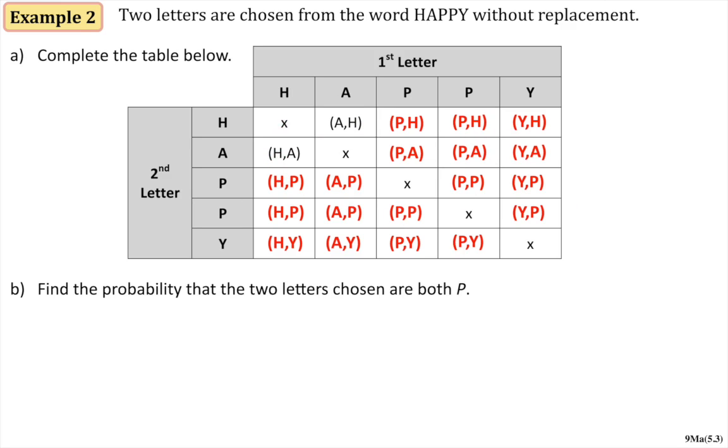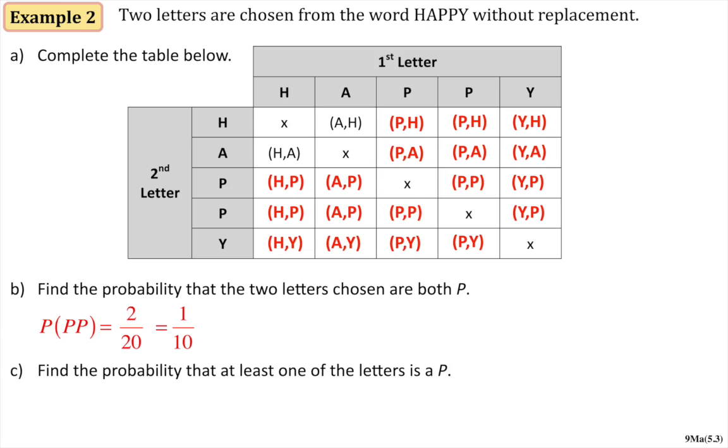Let's find the probability that the 2 letters chosen are both the letter P. Well, if they're both the letter P, that can happen there, or it can happen there. There's 2 different ways it can happen. There's only 2 spots on the table where you have a P followed by a P. So there's 2 ways out of the 20 ways, which cancels to 1 out of 10.